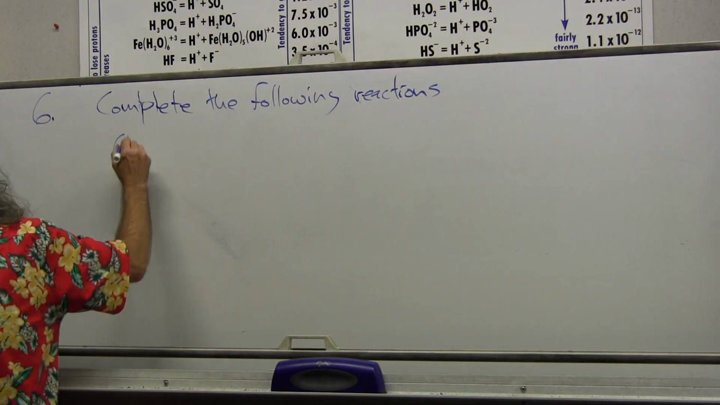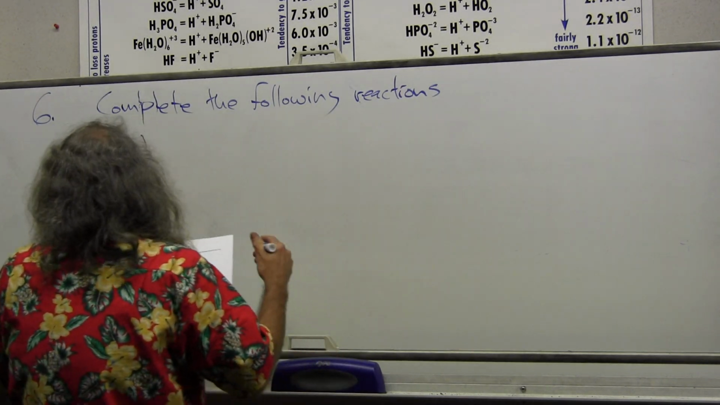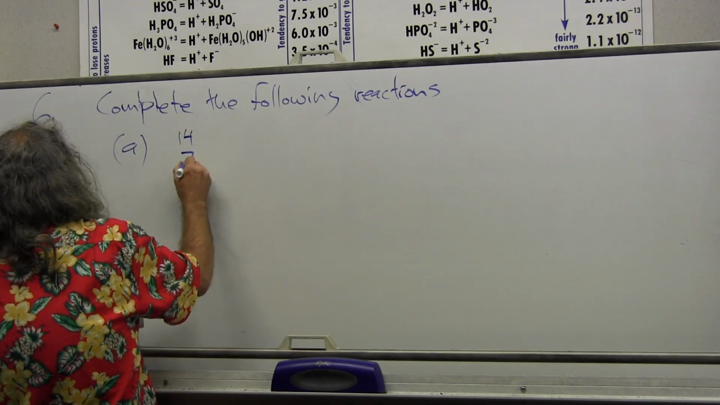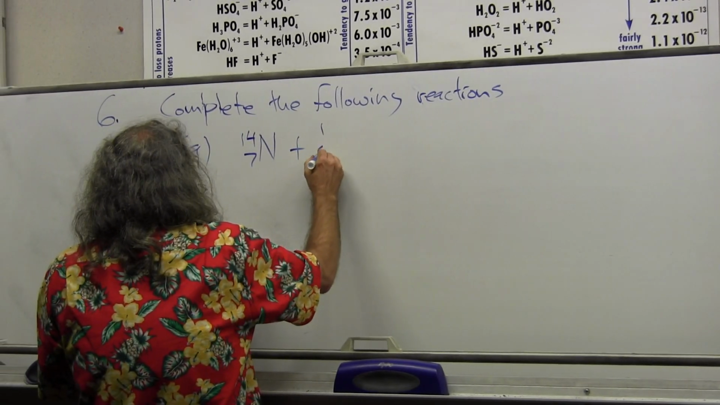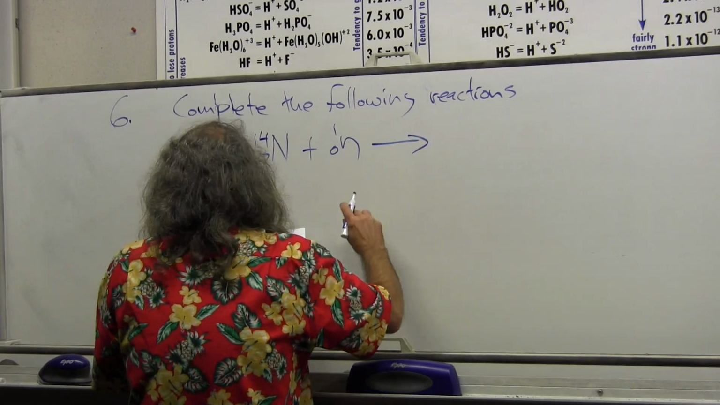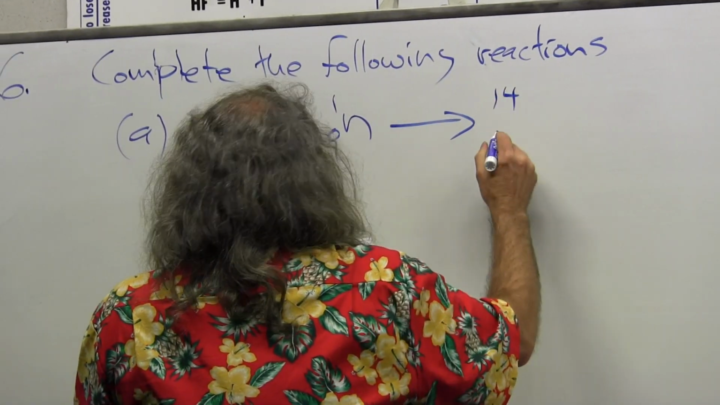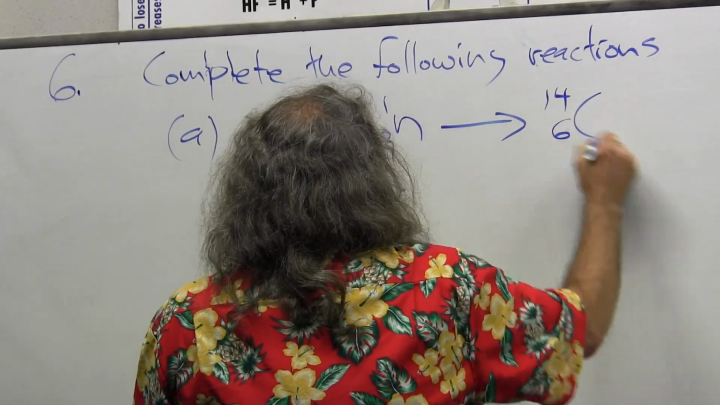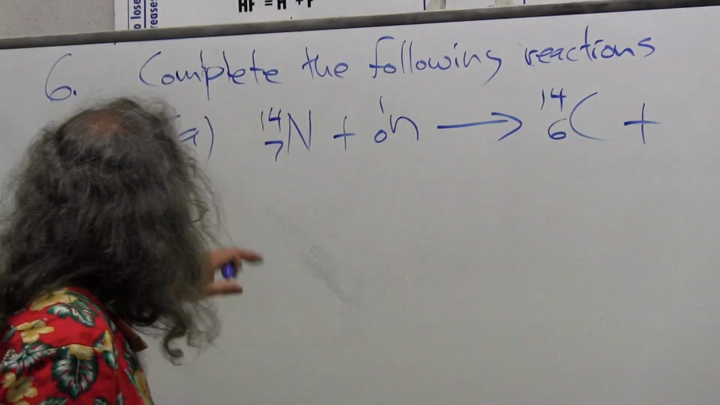Okay, A. These are all nuclear processes. I'm taking nitrogen-14. I'm bombarding it with a neutron. And one of the products I get is carbon, plus. And now, how do I complete this?